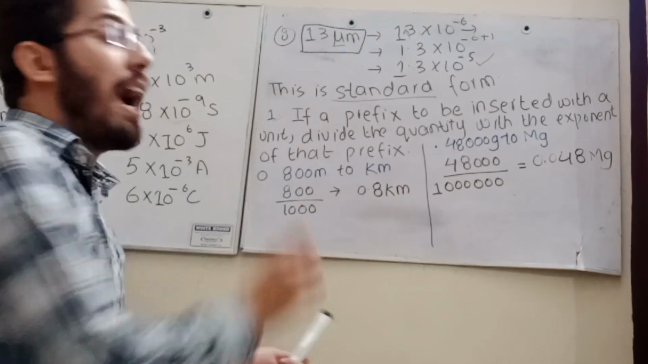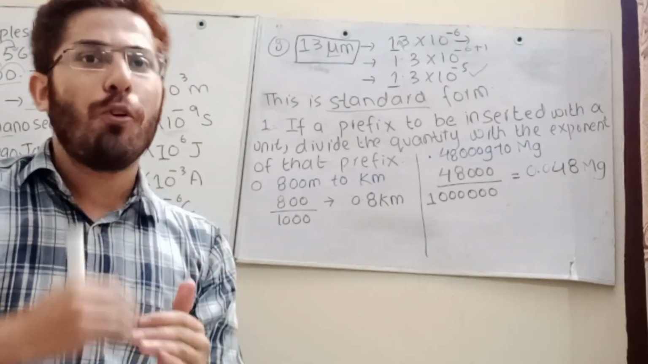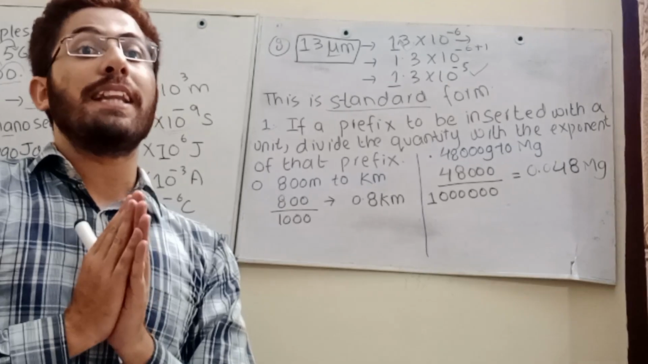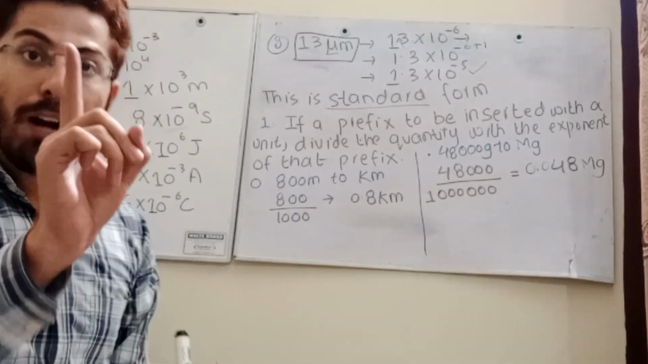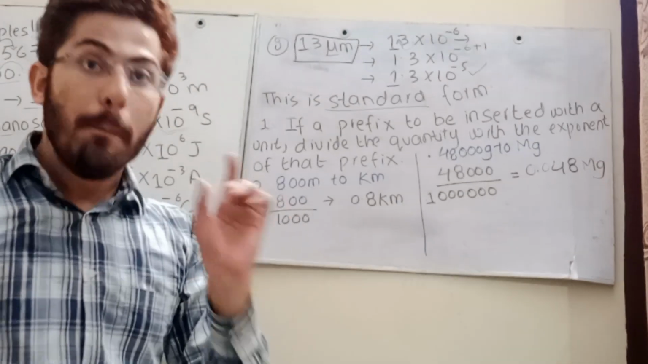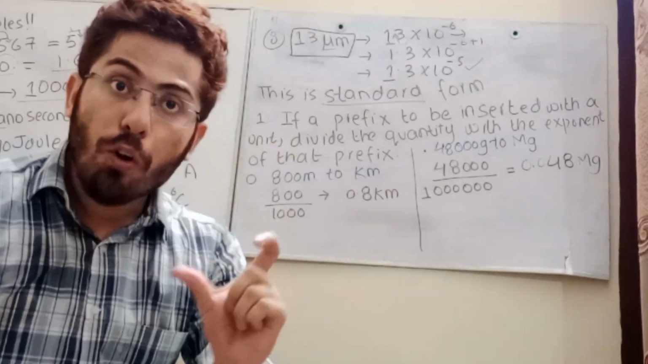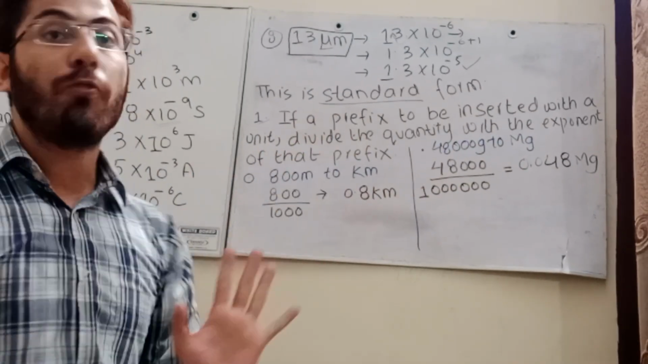Now students, there are some rules which you need to understand. 3 rules for your simplicity, so that in the exam it will become easy for you. Rule number 1: if a prefix is to be inserted with the unit, meaning the prefix is within the unit, please divide the quantity by the exponent of that prefix.